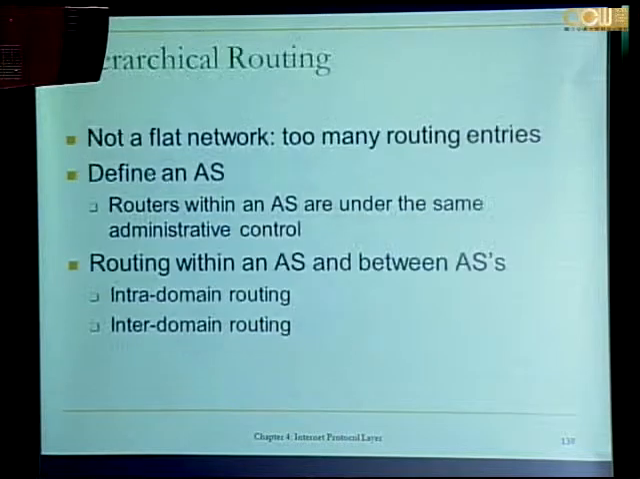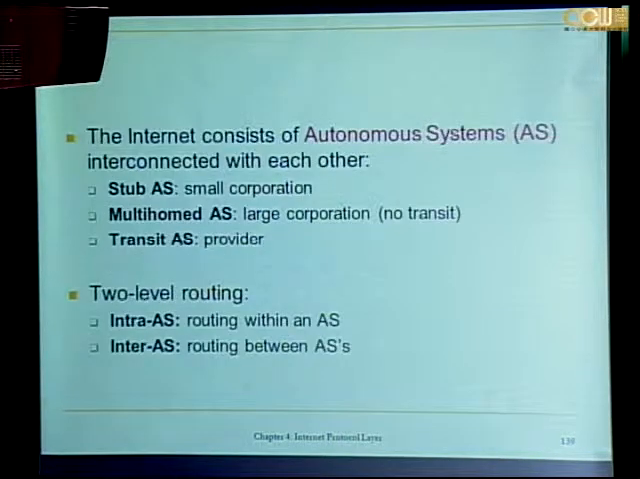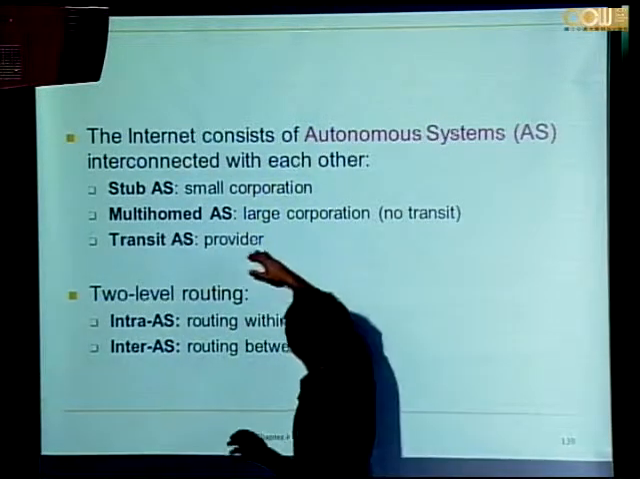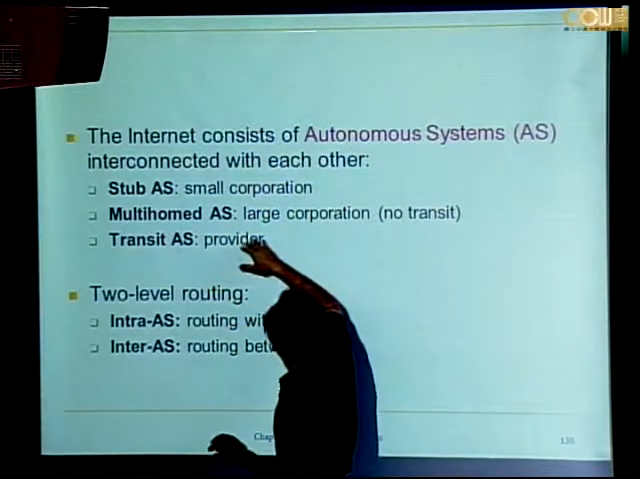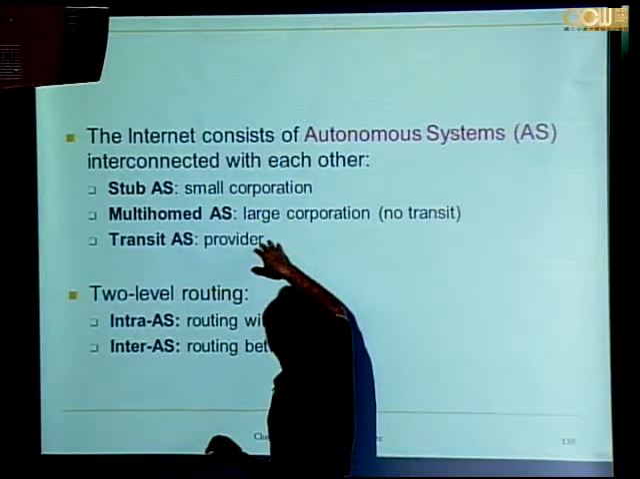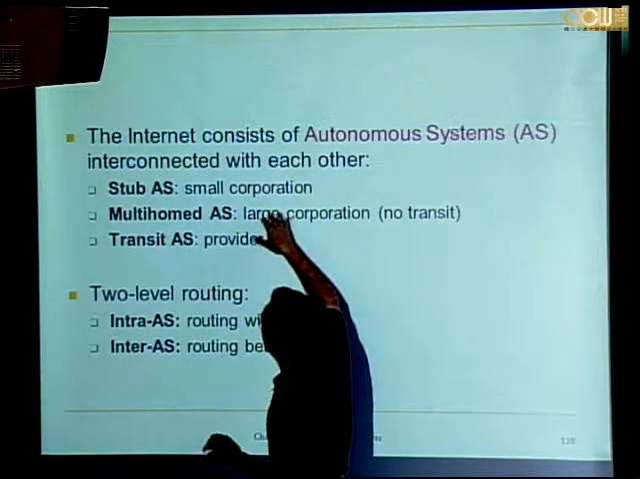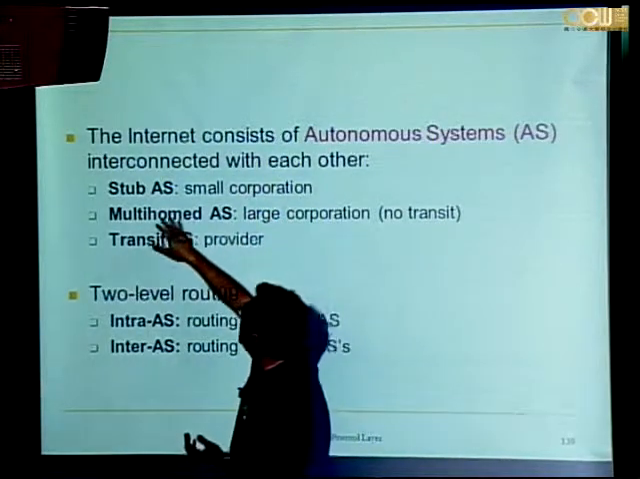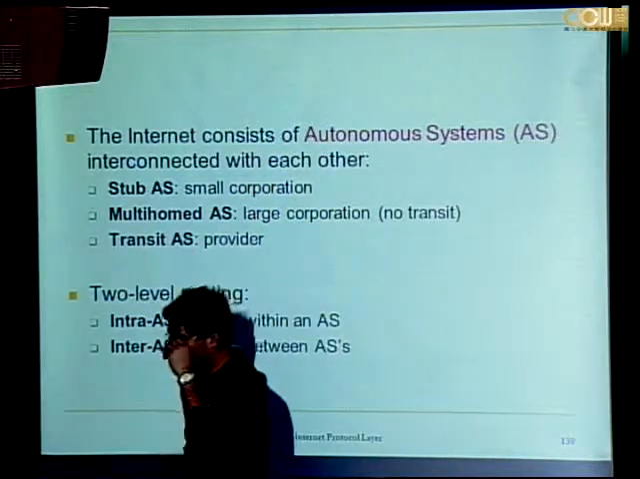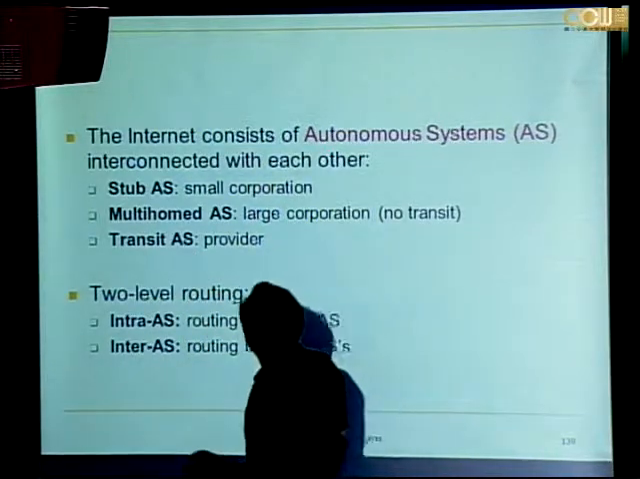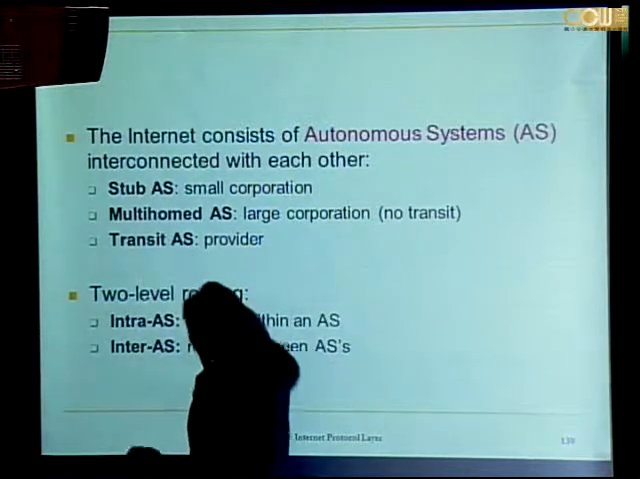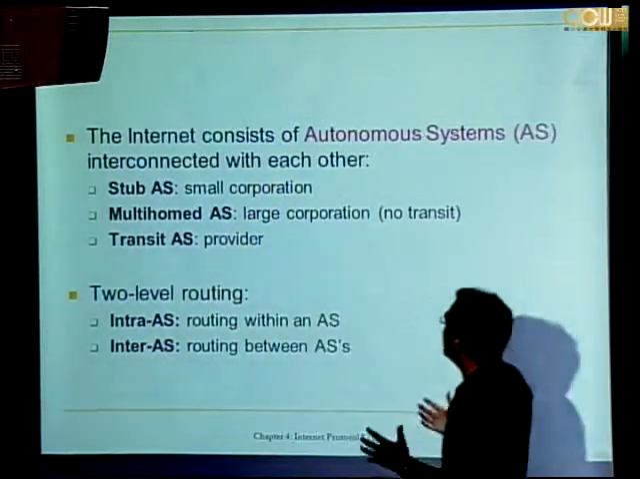So a domain is called an AS, which is an autonomous system. An AS could be a stub AS, a multi-homed AS, or a transit AS. The difference is that a transit AS is usually an ISP. An ISP usually is a transit AS. But a campus, for example, NCTU, is a multi-homed AS because we connect to several ISPs. A stub AS is usually for a small enterprise.